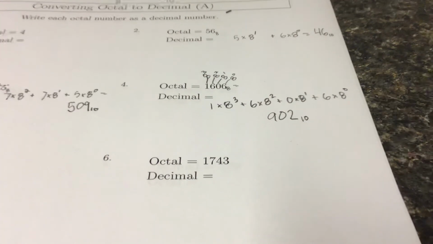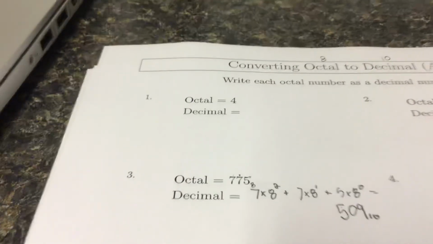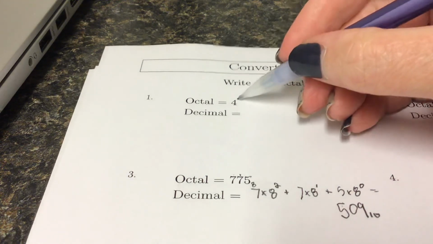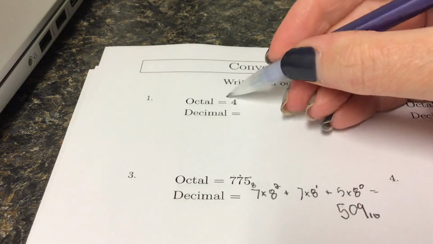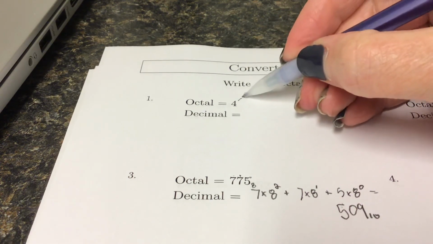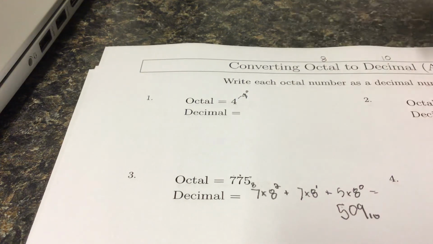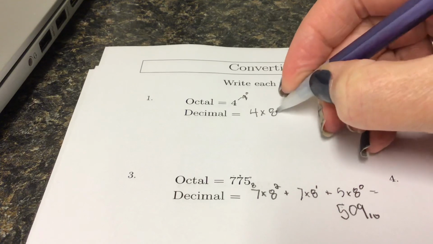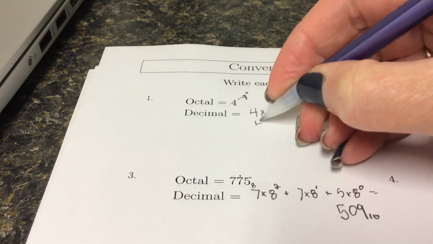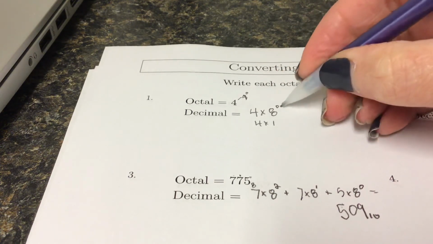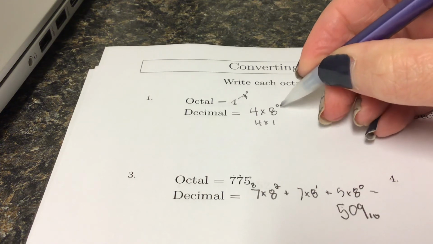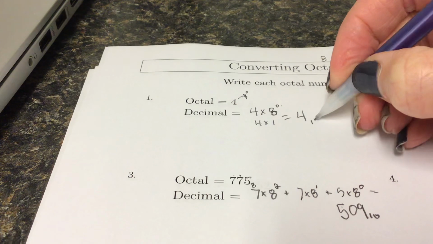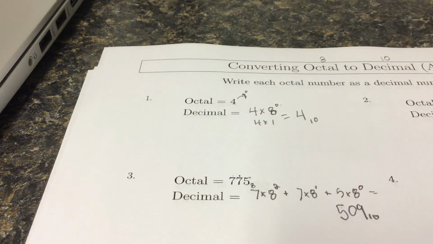I want to go back and look at number 1, and don't let this mess with your brain, but this is in just that first spot. There is no spots after that. So all we would do is take this times 8 to the 0, and 4 times 8 to the 0 would be the same as 4 times 1, by the way, because anything to the 0 power is 1, but it would just be equal to 4 in the base 10 numbering system.